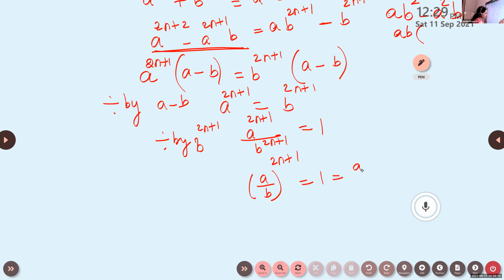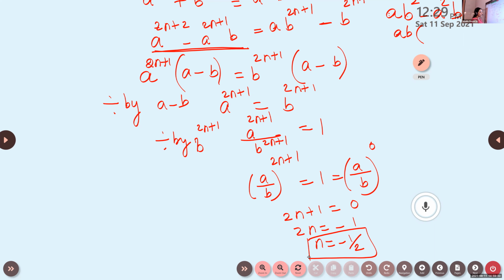1 means we can write this as a by b raised to 0. So a by b raised to 2n plus 1 is a by b raised to 0. Base is same, that means powers must be equal. 2n plus 1 is 0, so we get 2n is equal to minus 1. So n is minus 1 by 2. For finding n, we are writing only this many steps. The value of n is minus 1 by 2. Is it okay? Is it clear?